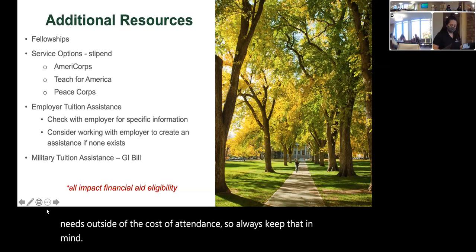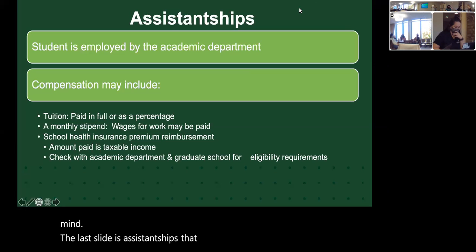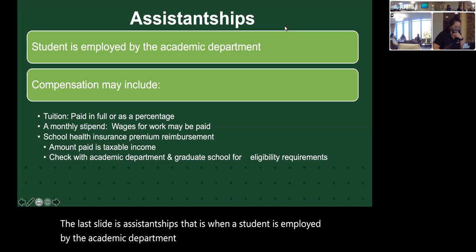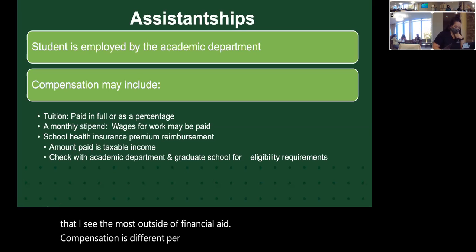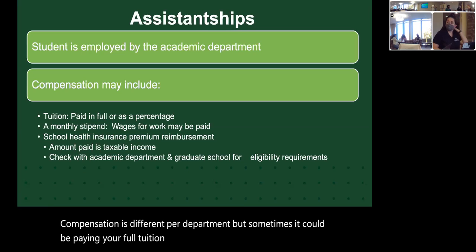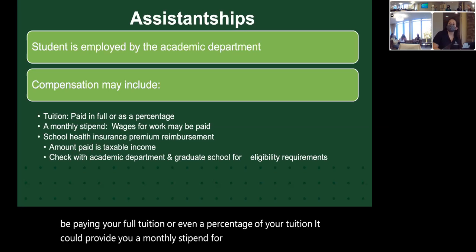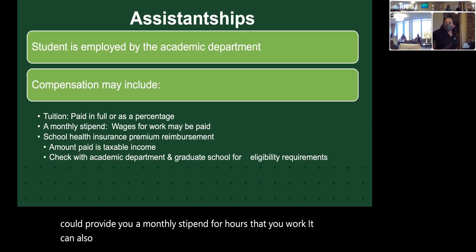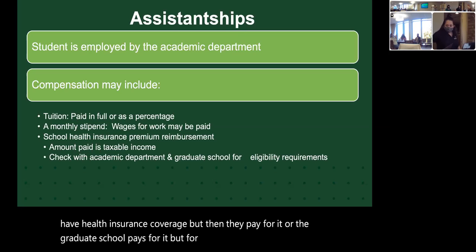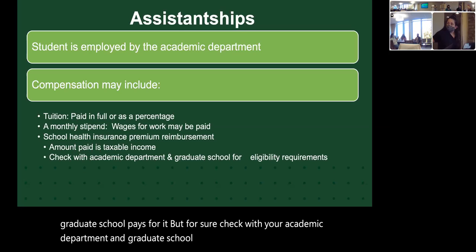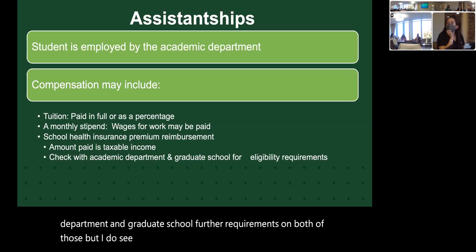The last slide is assistantships. That is when a student is employed by the academic department and probably the form of support that I see the most outside of financial aid. Compensation is different per department, but sometimes it could be paying your full tuition or even a percentage of your tuition. It could provide you a monthly stipend for hours that you work. It can also provide the removal of the health insurance. So you still have health insurance coverage, but then they pay for it or the graduate school pays for it. But for sure, check with your academic department and graduate school for the requirements on both of those. But I do see those probably the most often.